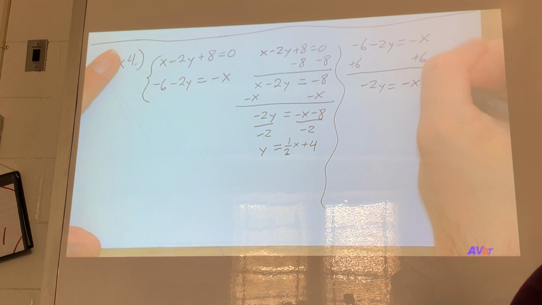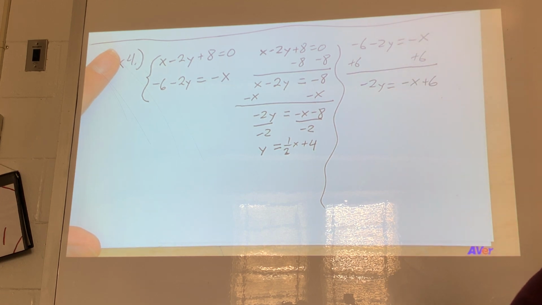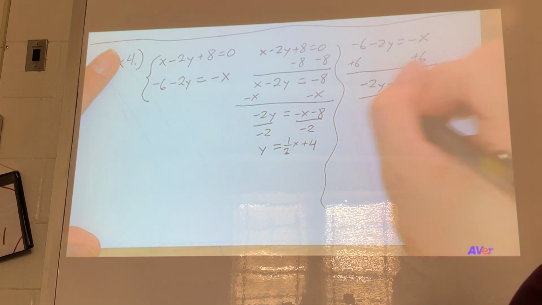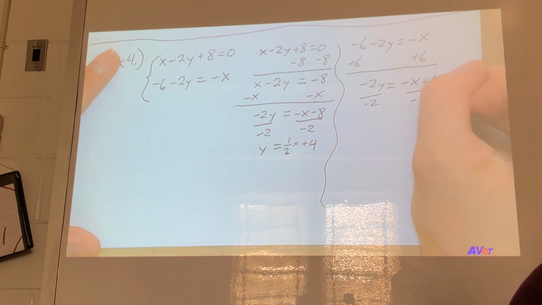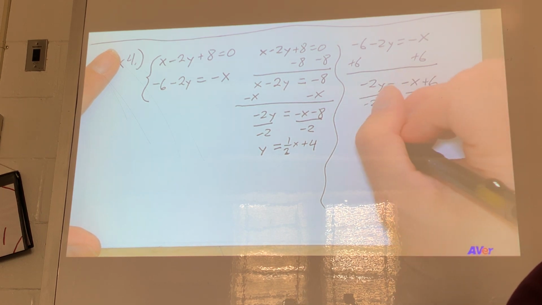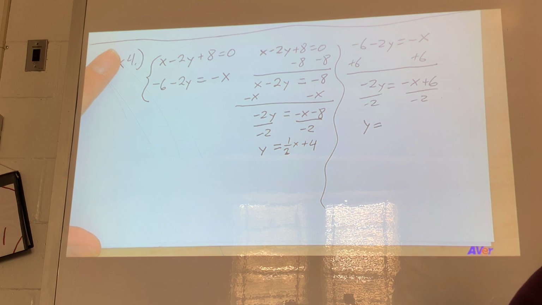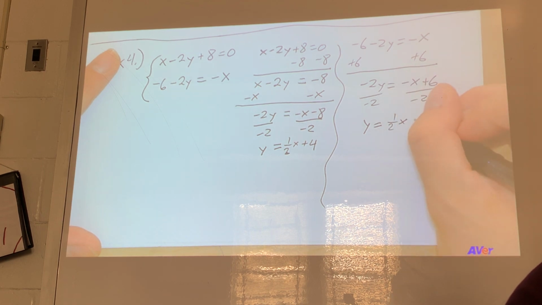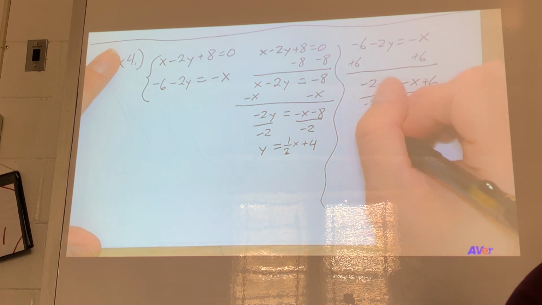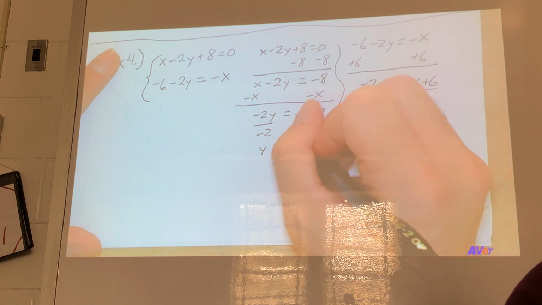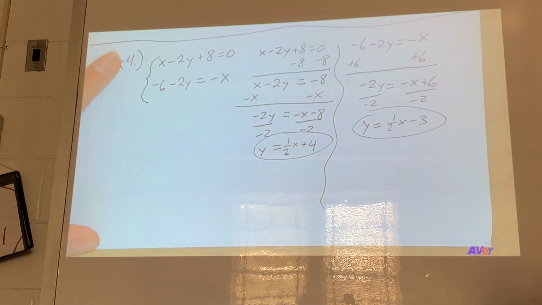All right. What's next, Destiny? Divide by negative 2. Muy bien. Okay, Destiny, what does this give us? Y equals 1/2 x plus 3. Plus negative 3 or minus 3. Yes. Very good. All right, now, can you guys look at these two equations and tell me what you see?